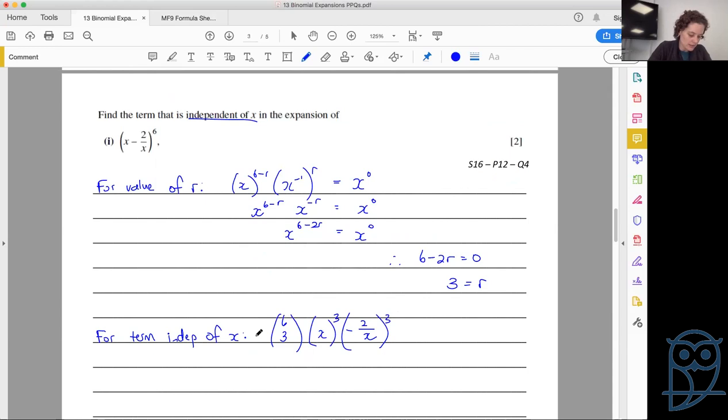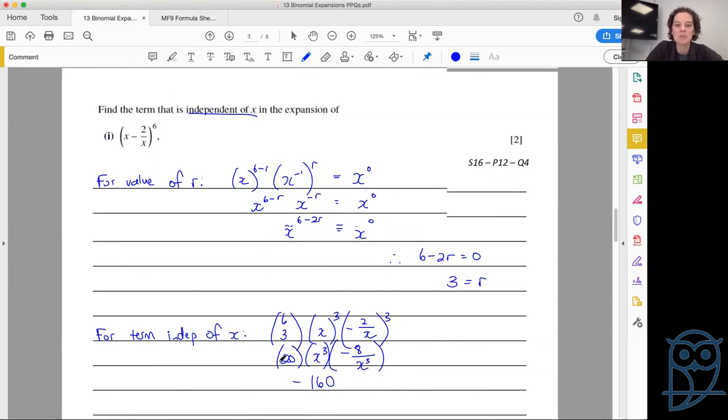Okay, so 6C3 is 20. x cubed, minus 2 cubed is minus 8 over x cubed. And we have that magic again. Our x cubes are going to cancel. So 20 times minus 8 gives us minus 160. In this case, they asked for a term, so we're not expected to give the coefficient, we're just giving the term. There is no coefficient of x here because there is no x.